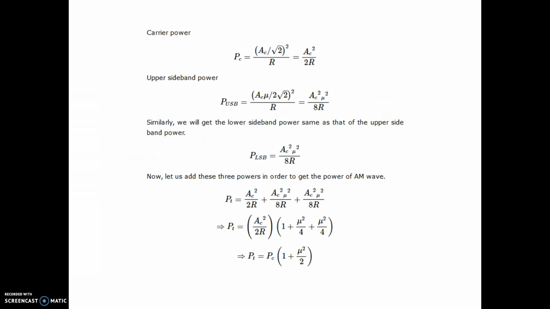Carrier power Pc = (Ac/√2)²/R = Ac²/2R. The upper sideband power PUSB is given by the following equation, and similarly the lower sideband power is the same as the upper sideband power. PLSB = Ac² μ²/8R. Now add these three powers to get the power of the AM wave. Hence, finally, the power of the AM wave is PT = Pc (1 + μ²/2).